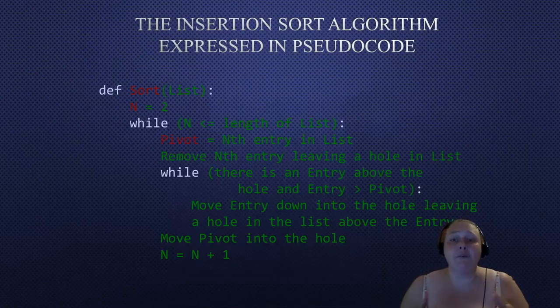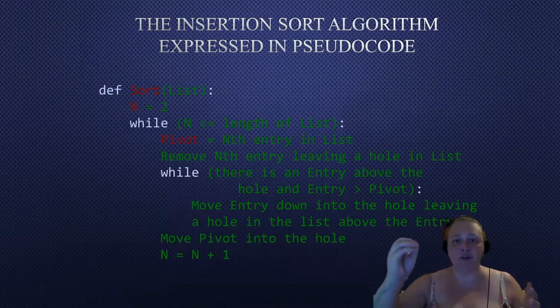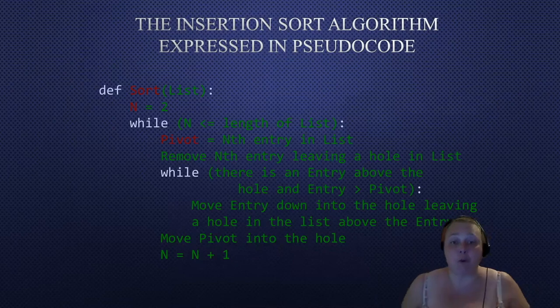This is the insertion sort algorithm, which is what we just walked through. It's called an insertion sort because you're inserting whatever value you have into the proper location when you sort it. This is what it would look like in pseudocode. Remember, pseudocode is somewhere between real-life English and the hard language of whatever you're programming.